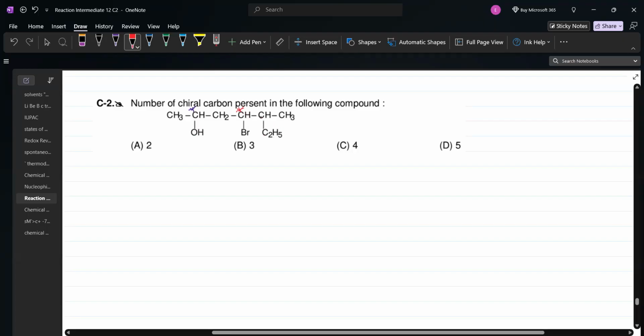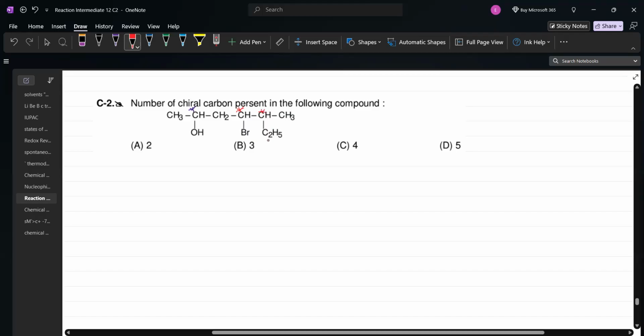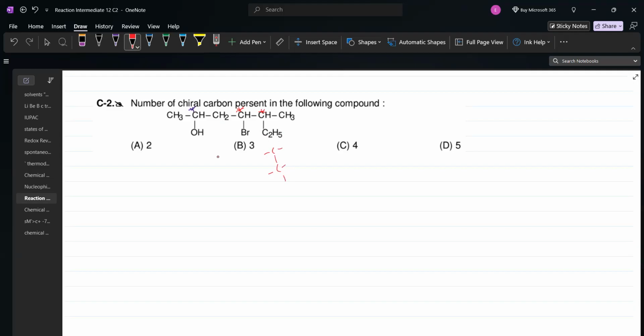Let's check this carbon. It has one hydrogen, one methyl, one ethyl, and a bigger group which is totally different from the other groups, so this one is also chiral. Let's check this carbon. The structure is like this. This carbon has two hydrogen, not chiral. This one has three hydrogen, not chiral. So which one did you miss? I missed the CH one, sir. Last one? Last one. Okay, understood? Yes, sir.